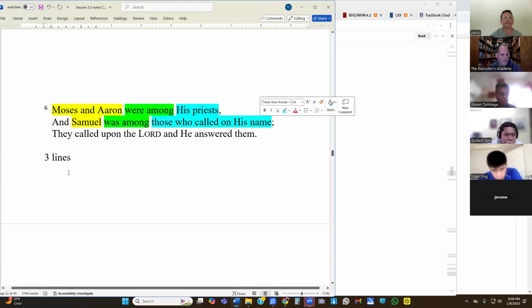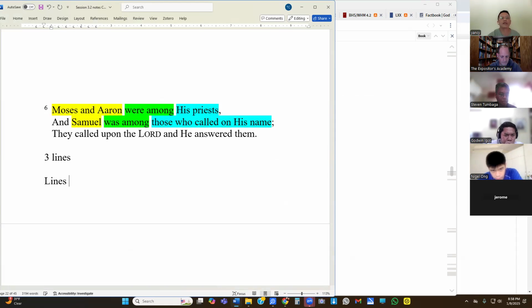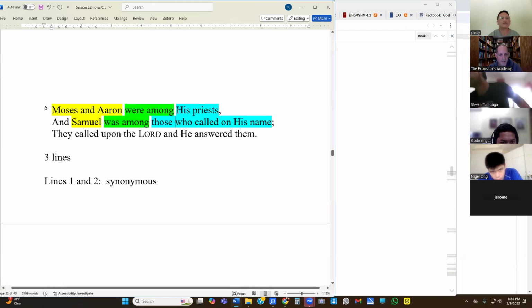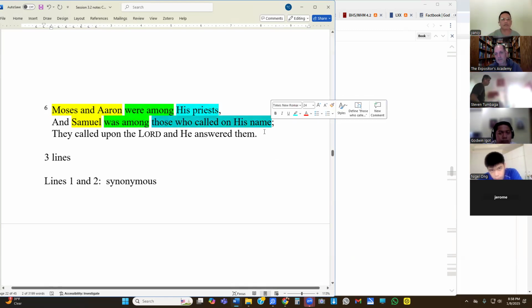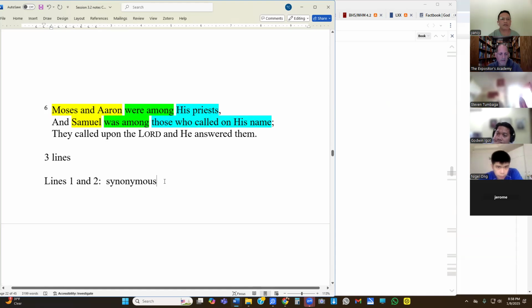Okay, so what do those two look like? Yeah, here it's synonymous. I think so, because all those are parallel. Moses and Aaron are different than Samuel, but it's still men in the Bible, were among, was among, his priests, those who call on his name. I mean, that's what priests would do. So I think synonymous is exactly the right connection. How about line 3?